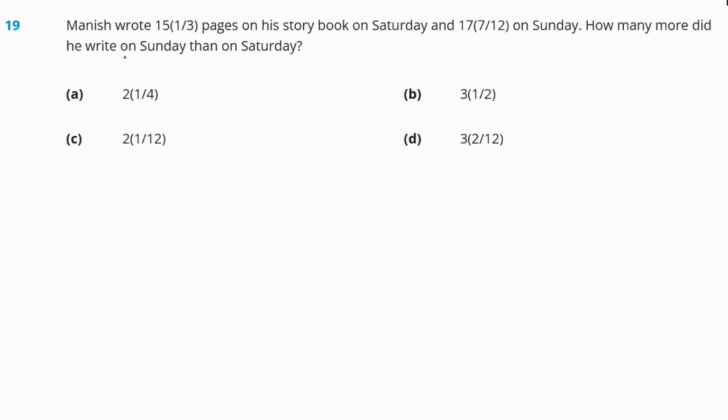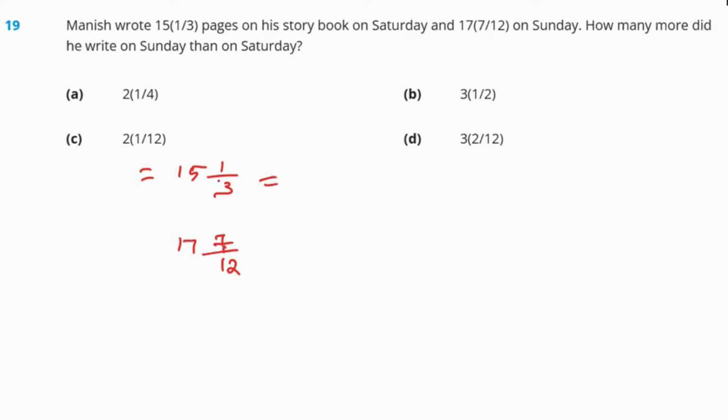Next question. Manish wrote 15 1/3 pages in his storybook on Saturday and 17 7/12 on Sunday. So, how many more pages did he write on Sunday than on Saturday? This is given in mixed fractions, so we have to convert them into improper fractions, then find the difference, then convert it again into a mixed fraction. First, on Saturday, how many pages did he write? 15 1/3. And on Sunday, 17 7/12.